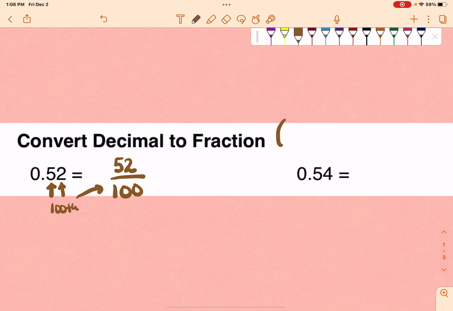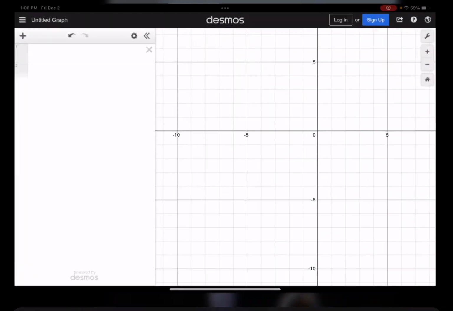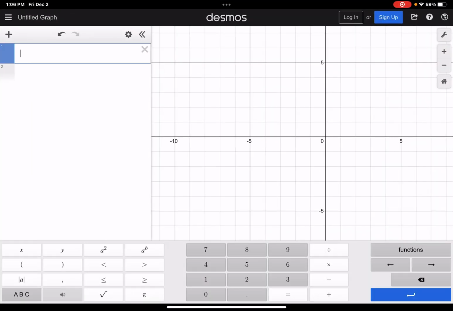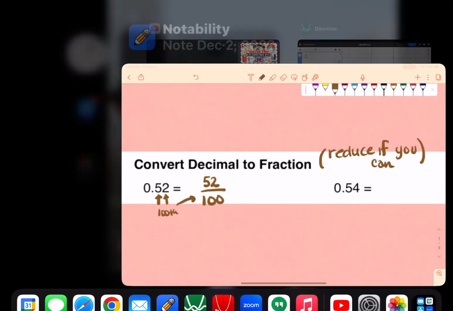Now the big thing is, do make sure at the end that you reduce if you can. If you can't reduce, then don't worry about it. But at least at some point you should do this. Now I did suggest for a couple of you that were still struggling with that reducing, that you could definitely go through and use your Desmos to do that. So if I did 52 divided by 100, it still gives me the decimal, but you're going to want to go in front where that little blue bar is, the little circle button there, and it's going to reduce it for you. So that'll give you the chance to use that if you're still struggling with that.